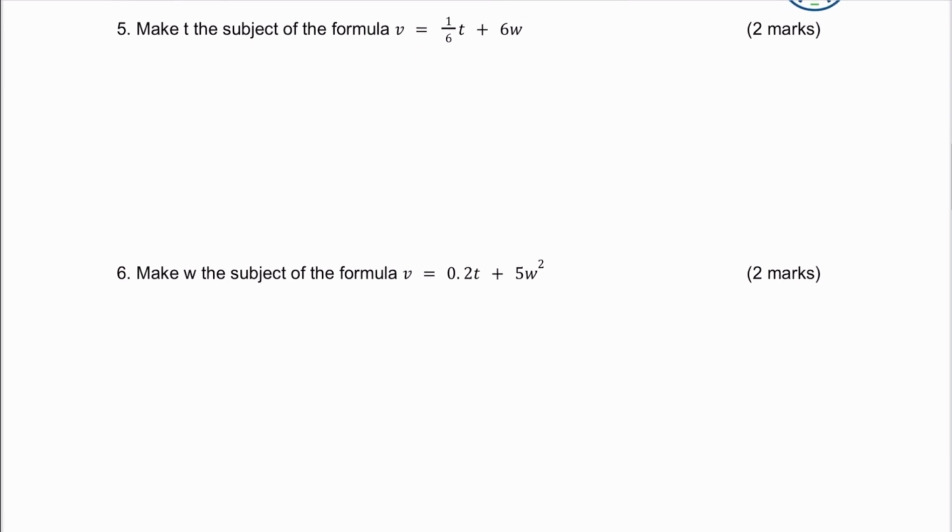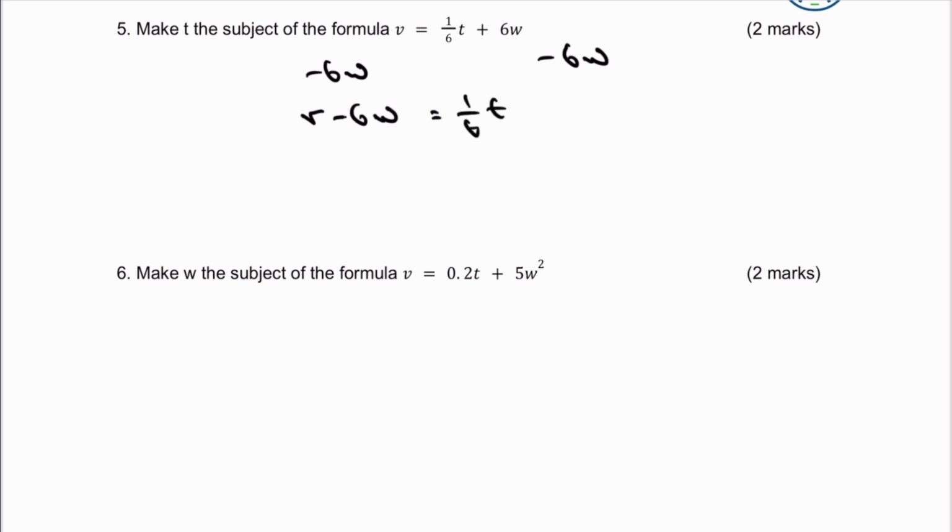Okay, so let's move on to making t the subject, and in this particular one we've got this 1/6 of t, which I need to be aware of. However, the first thing I'm going to do is minus 6w from both sides, therefore I can write that as v minus 6w equals 1/6 of t.